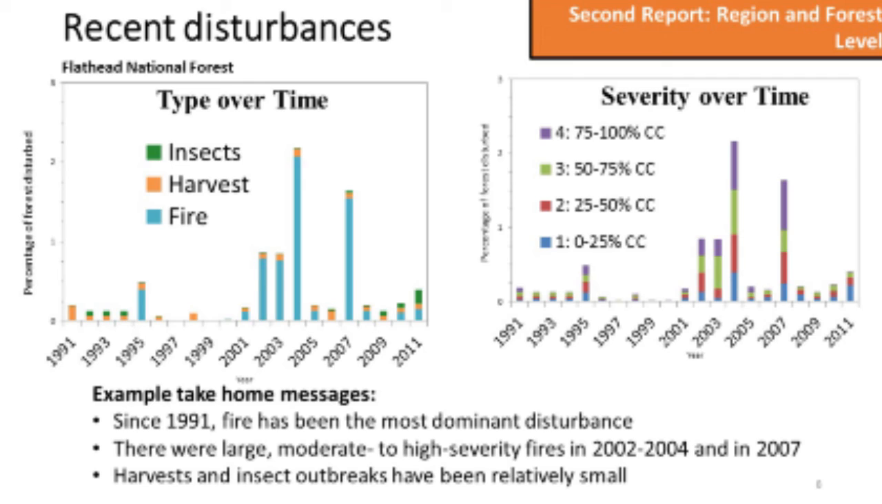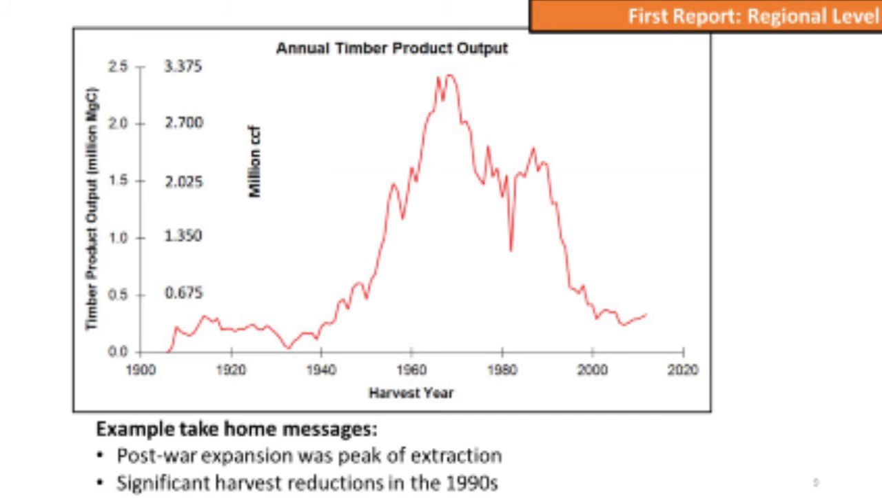So take-home messages that you might get from this summary is that since 1991, fire has been the most dominant disturbance type in this national forest. There were large fires and those fires were pretty high, medium, and high severity in 2002 to 4 and also in 7. And also in relation, harvest and insect outbreaks have been relatively small. So again, these are found in the second report. So something that is found in the first report is a record of timber product output.